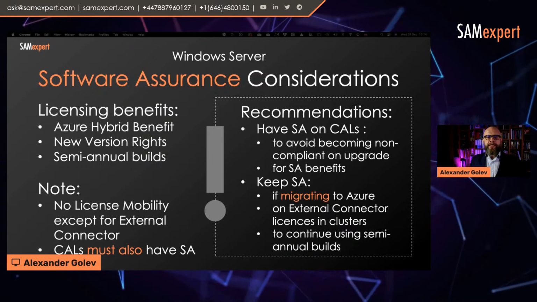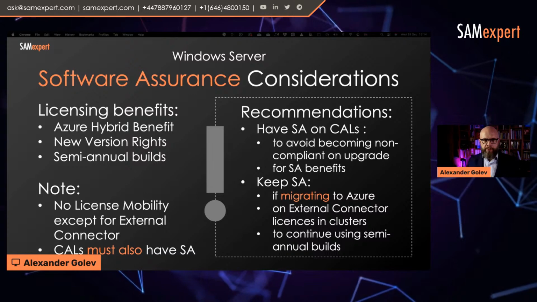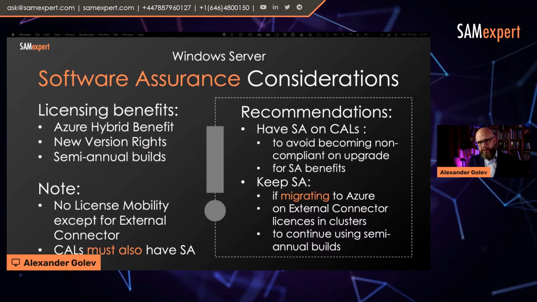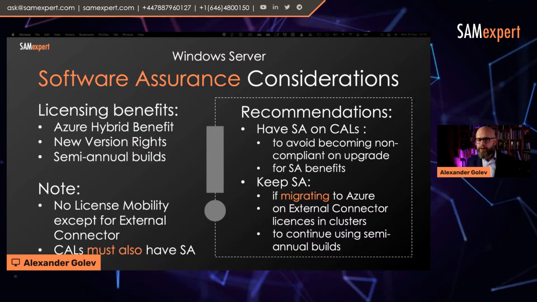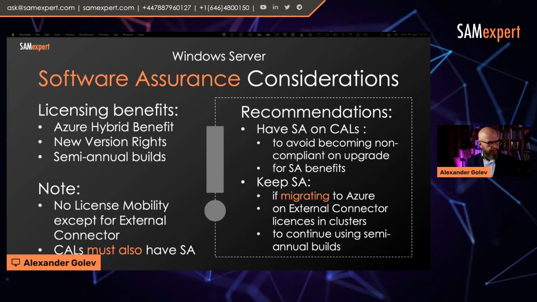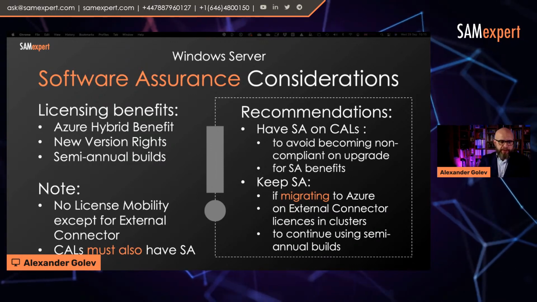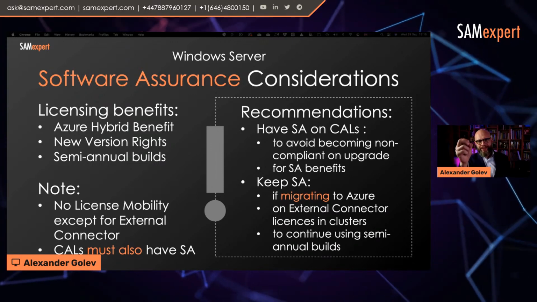Yes, if you have External Connector licenses, obviously keep SA on External Connectors. Otherwise, they won't be able to move together with the VMs, as I explained before. And to continue using semi-annual builds, you have to maintain the SA. These are software assurance considerations. This is why this training is called license management training, because I'm giving you license management tips here.